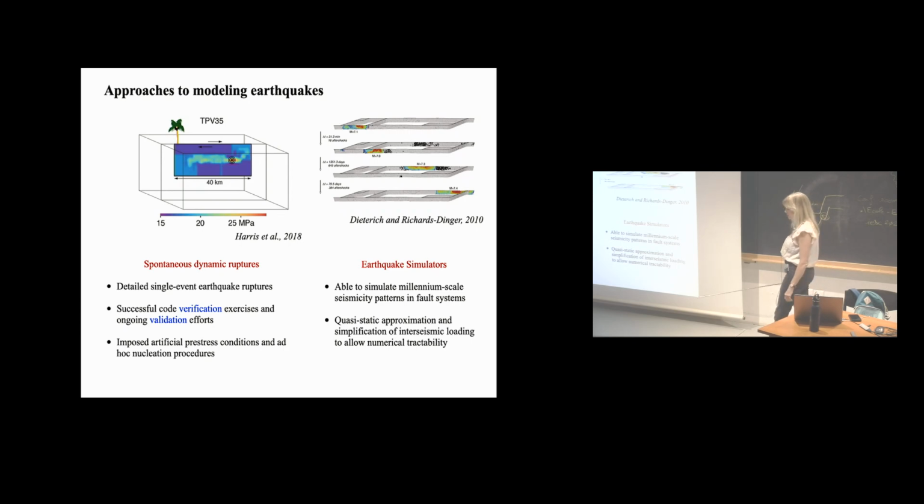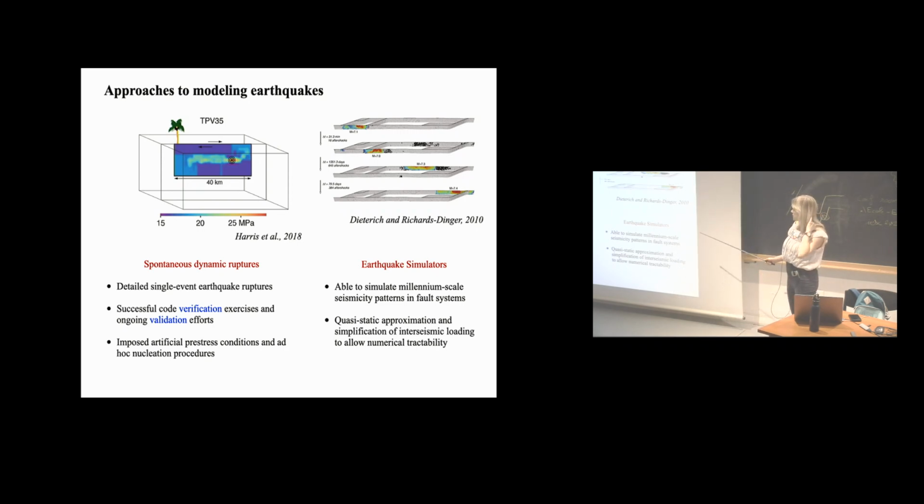So there are different approaches to modeling earthquakes. There are spontaneous dynamic rupture simulations versus earthquake simulators, and after this slide I'll talk about earthquake cycle modeling. Dynamic rupture simulations model a single-event earthquake rupture. They've been worked on for decades now. They're very advanced. They've gone through successful verification and validation efforts, and they are limited in the sense that they have to assume an artificial pre-stress condition and ad hoc nucleation process to get the earthquake going. But after that, they have very strong capabilities in obtaining those fine-scale features of wave propagation.